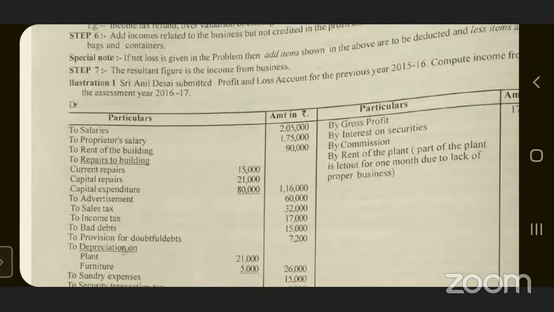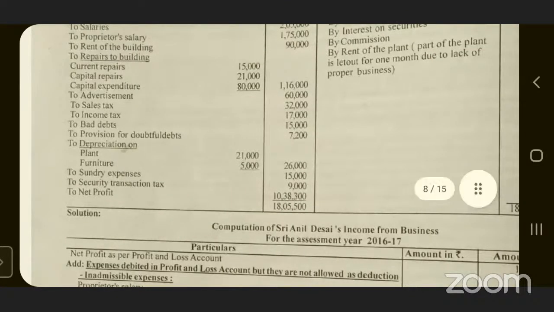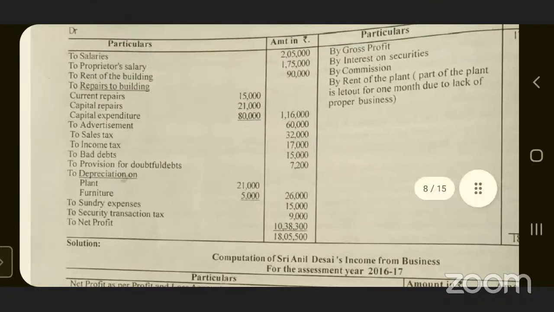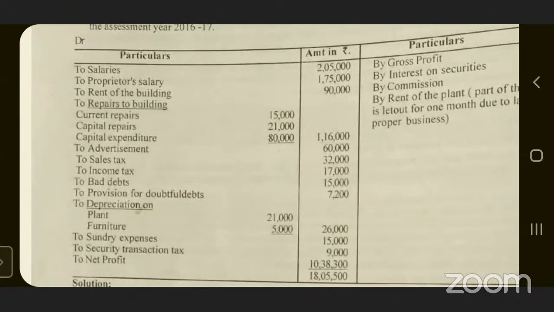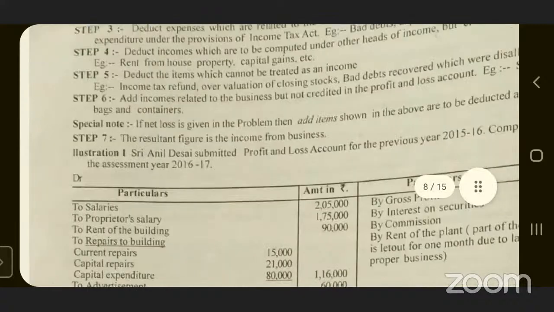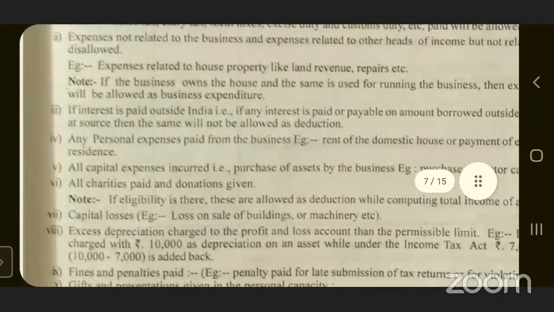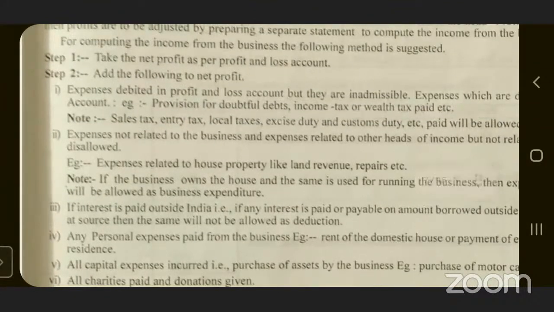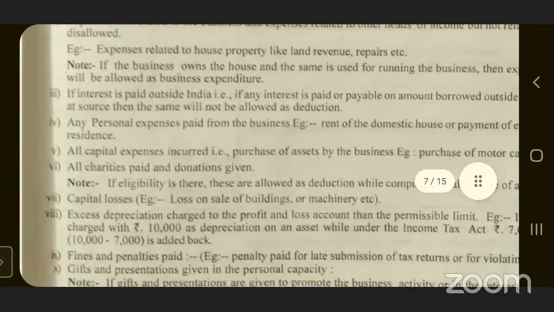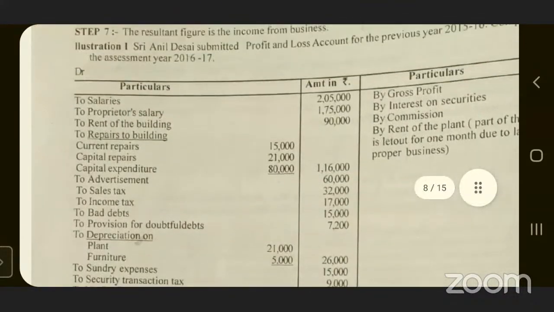First, we need to observe the profit and loss account. Then, if any additional information is there, we need to check for that also. So first one is here, he mentioned as salaries. In order to conduct the business, appointing of employees is also important. So paying of salaries is also required. So that salaries are admissible expenditure only. If you observe the steps, in the second step itself, expenses debited in profit and loss account, but they are inadmissible. If the expenses are inadmissible, then only that need to be added.